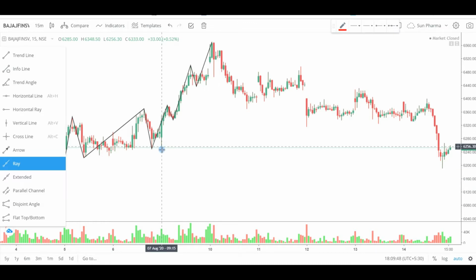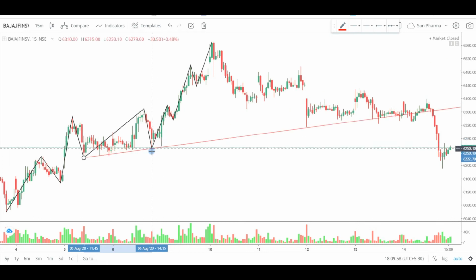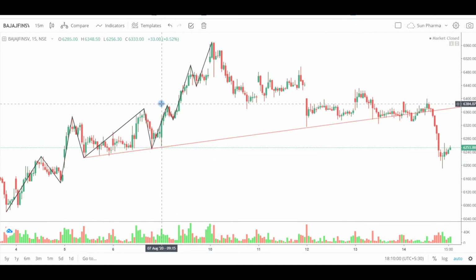My trend line will be from this point. After this high is broken and this low is made, this will be the trend line. Then prices went up rapidly, so the trend line will change for the 15-minute time frame. After this high is made and this low is made, the trend line is shifted once this high is broken.